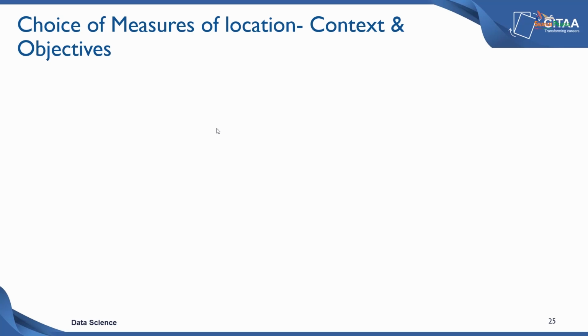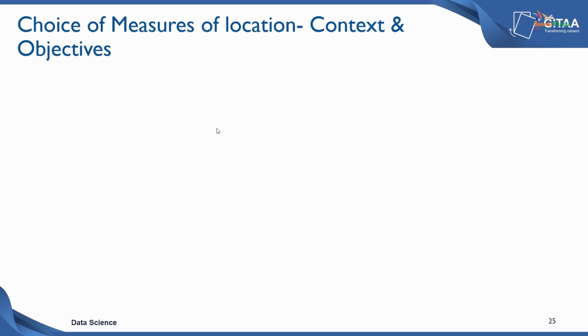When you have ratio data or interval data, you have the choice of using mean, median, mode. So there are multiple measures that you can use to indicate the location. The choice of measure for location not only depends on the data type, it also depends on the context and the question that gets asked to the data.